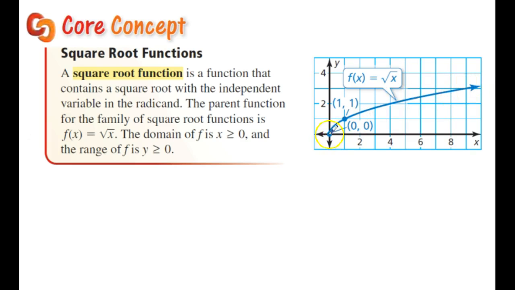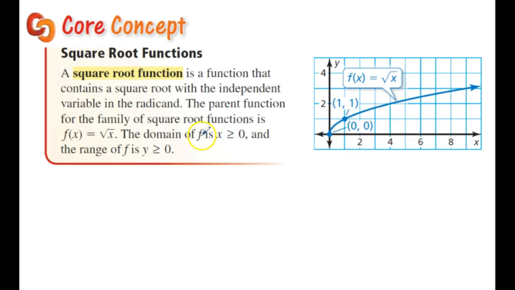So I know when I have 0, the square root of 0 is 0. When I have 1, the square root of 1 is 1. Then I can continue to go up. If I plug in 4 for x, the square root of 4 is 2. And again, the square root of 9 is 3. So I can plug in those values that I know and draw my graph from there.